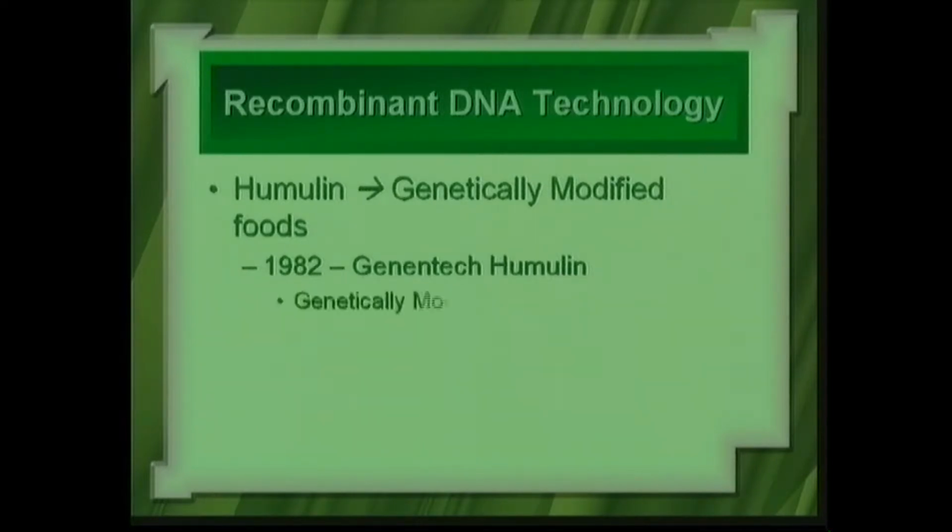So how did that happen? What they did is they took human genes and inserted them into the bacterial DNA. These genetically modified bacteria were grown in huge vats, and they produced this humalin. So before these genetically modified bacteria were produced, before 1982.